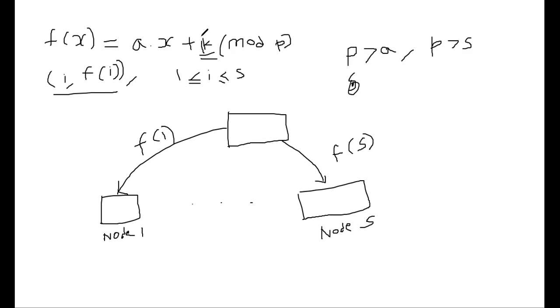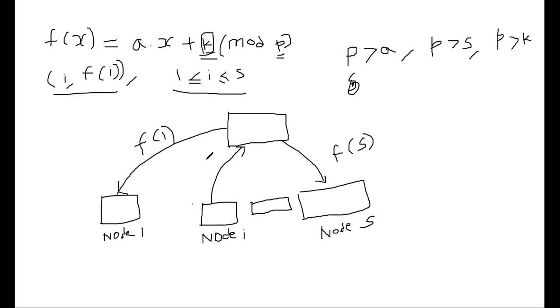Now, one more thing I have to say about the key k. The p must be greater than k, otherwise k will wrap around in mod p. Now, how are you going to reconstruct this? Suppose node I and node j are available, and the rest of the nodes died for some reason. Only two nodes need to be available online, and this node will send back its f of I, and this node will send back its f of j.